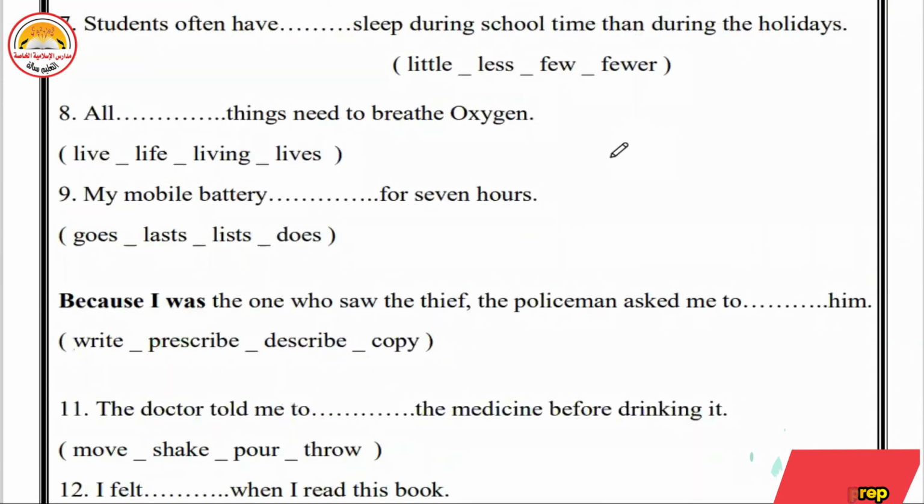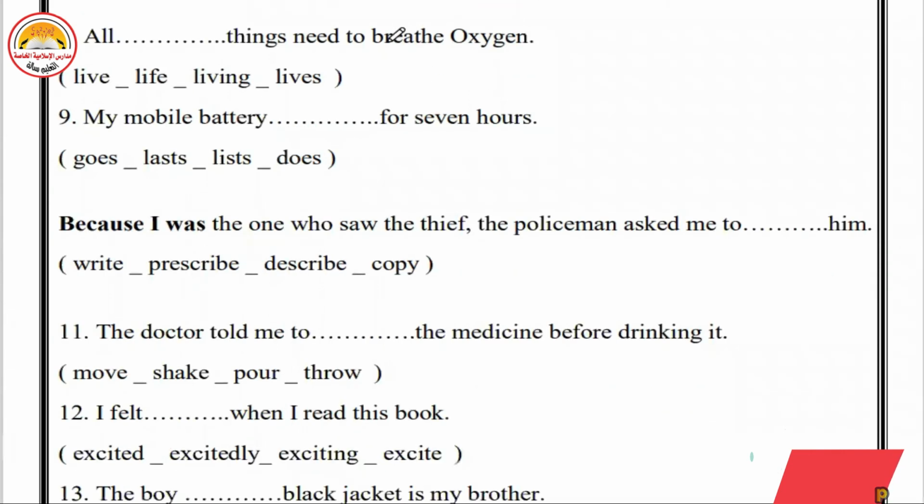Okay. Number 8. All things need to breathe oxygen. All life, so live, life, living, lives. Hamdi? Okay, Hamdi. Ali. Living. Living things, yes. Okay, thank you. Breathe. Which part of speech? Breathe. Is it verb or noun? Verb. Okay. Yes, breathe the verb.